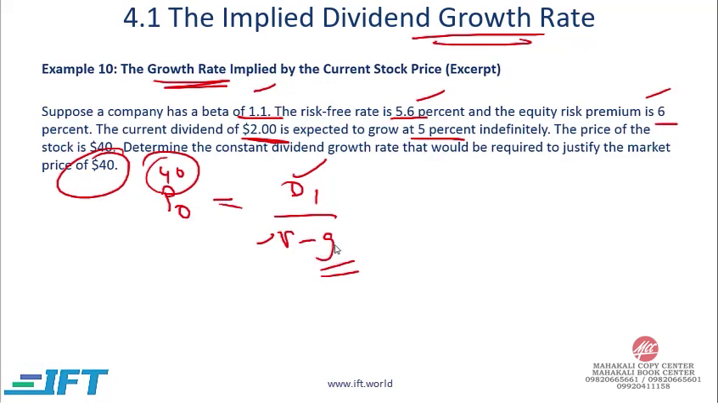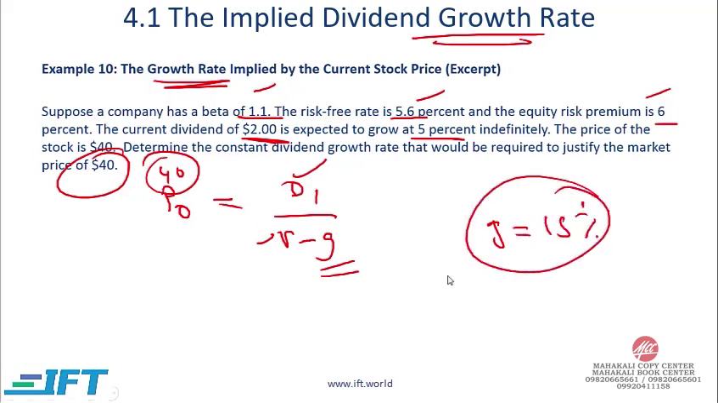When you come up with the implied growth rate, you can figure out whether that growth rate is reasonable or not. If you come up with a growth rate of say 15%, which is much higher than what you think it should be, then does that mean the stock is overvalued or undervalued?